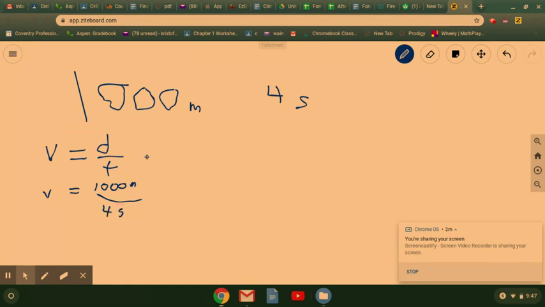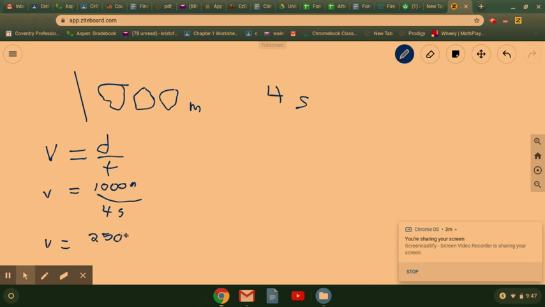And then you would just do the division, and your answer would be V equals, you guys can probably do this in a calculator before I can write it, 250 meters per second.